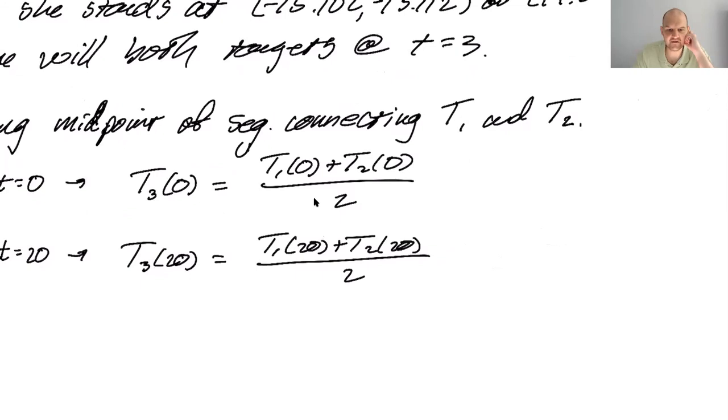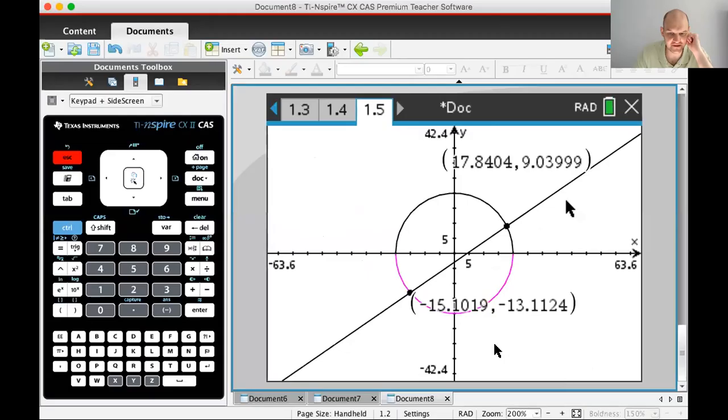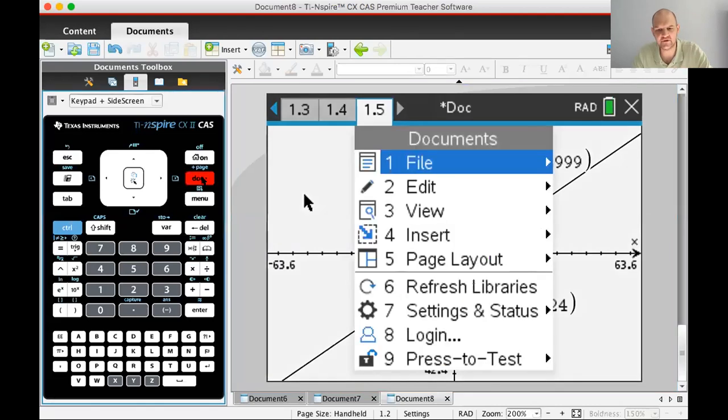So I'm switching to the calculator. I have two ideas of how to do this. So the first idea, I'm gonna add another calculator page.